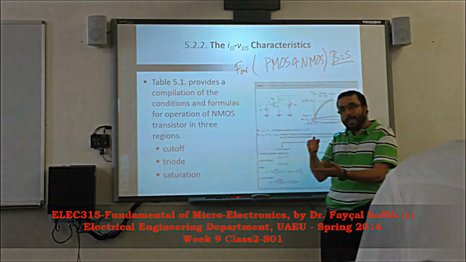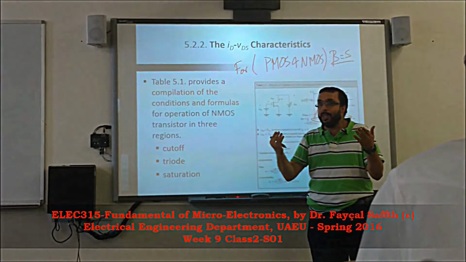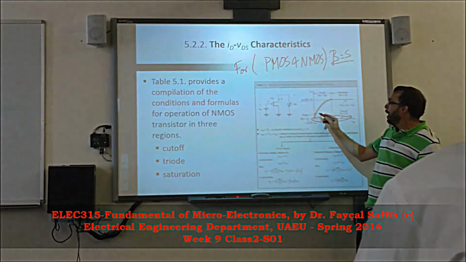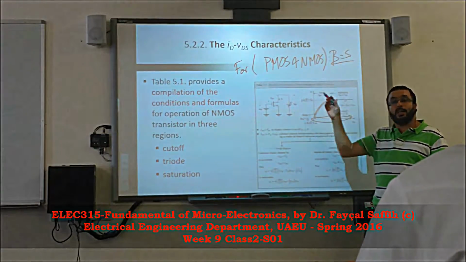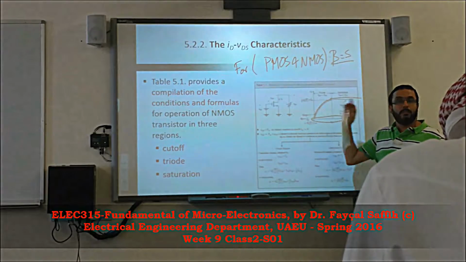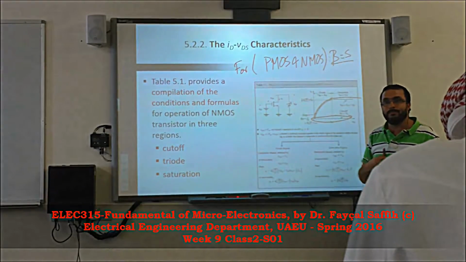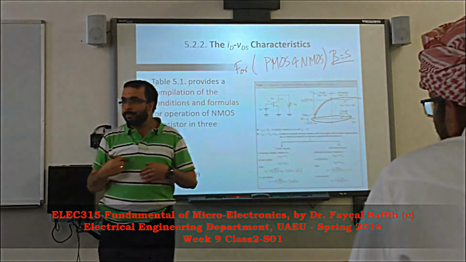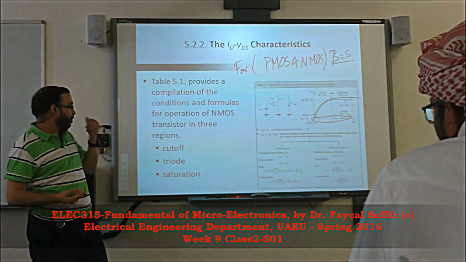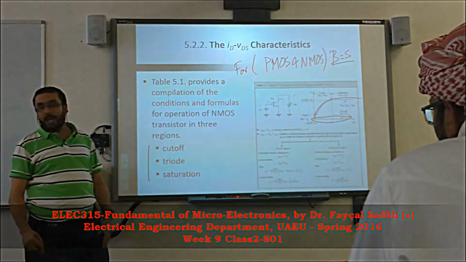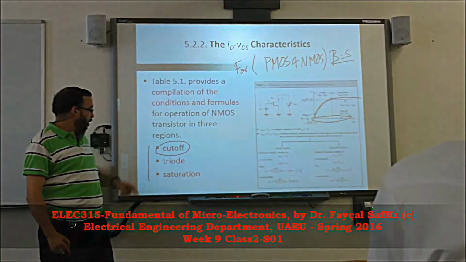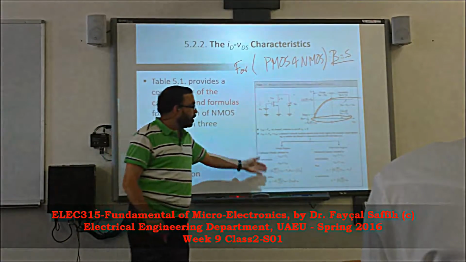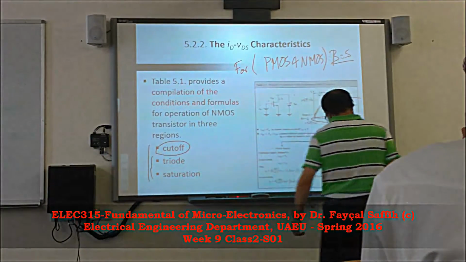As soon as I create VGS above VT, I have a channel. Now, the current is defined by VDS. So for small VDS, I will start with the triode. For higher VDS, I go into saturation. For each region of these two, I have the equation. As simple as that. Okay, got it? So these are the 3 regions we have. We don't deal with this one for now. We are dealing so far with only these 2, and we have the equations.